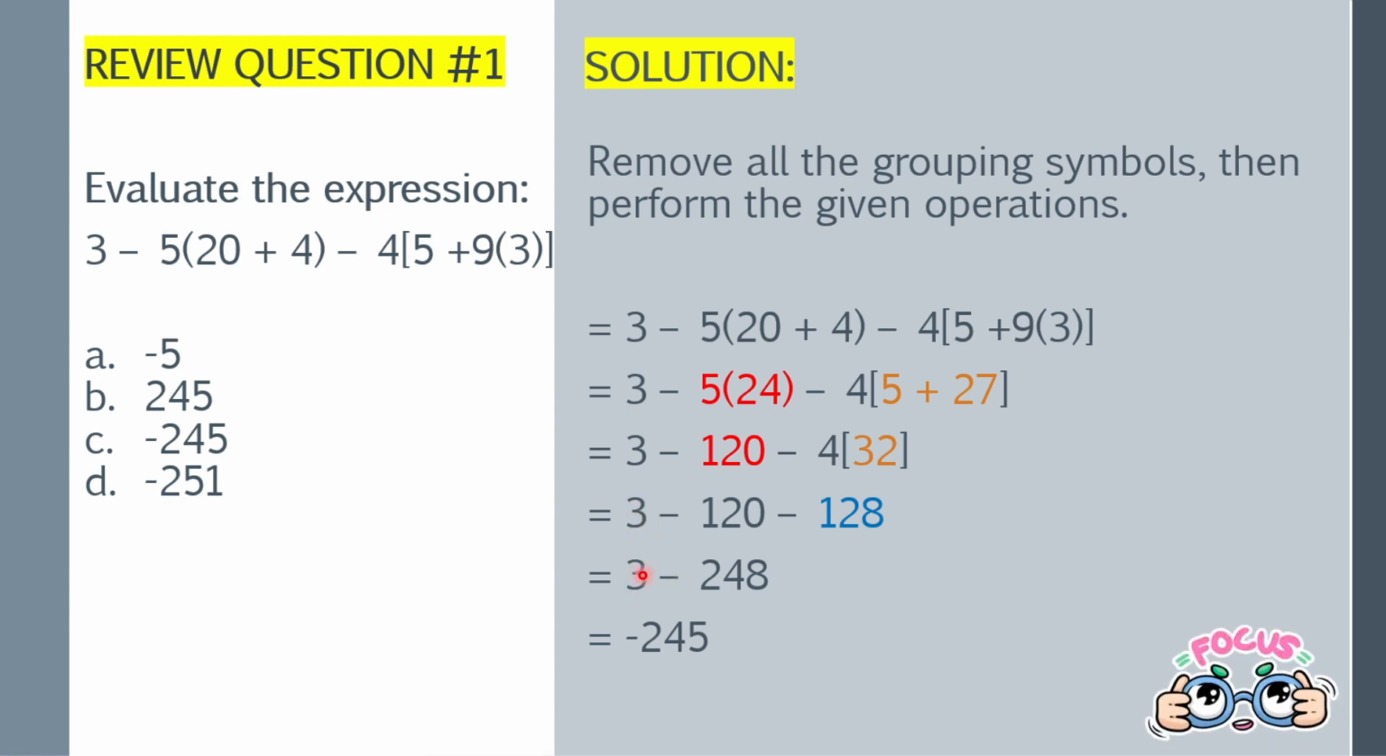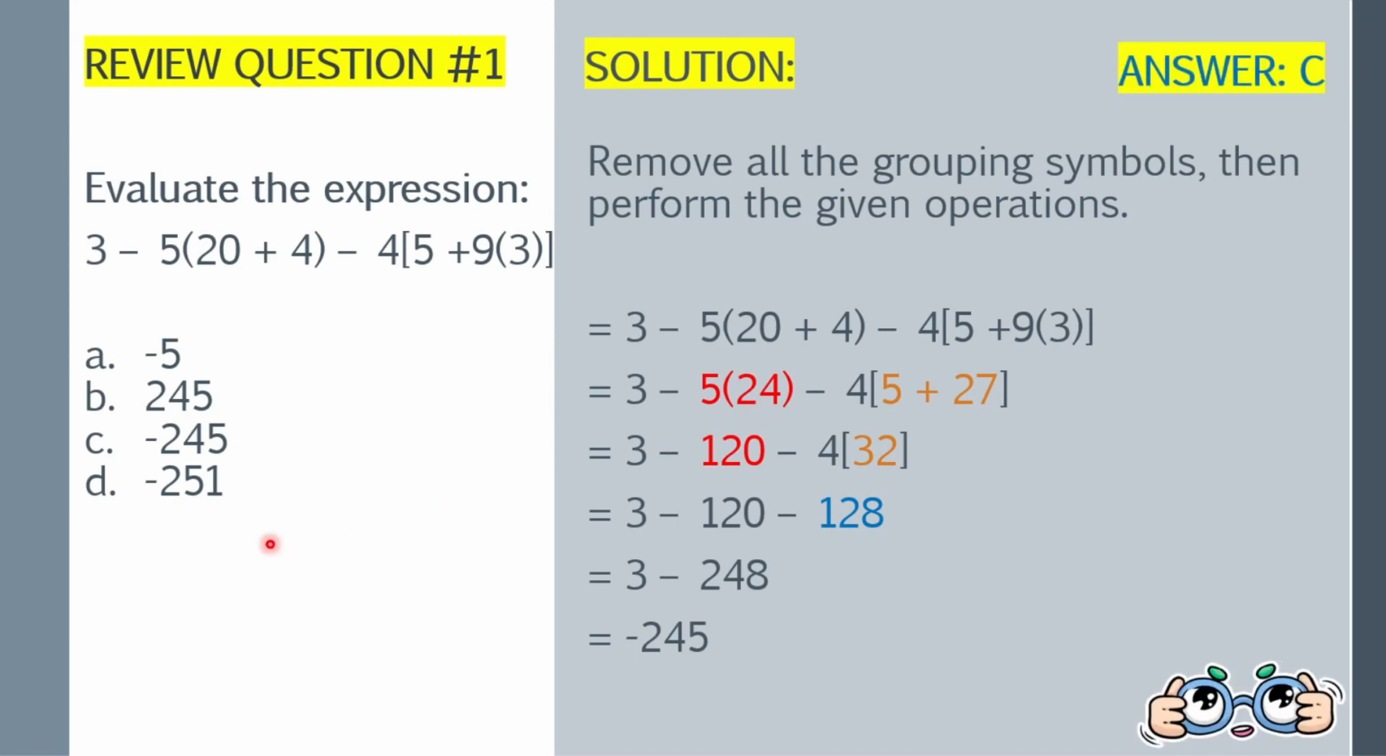Then that's the time it will become the operation between the remaining term, which is 3. Okay, did you get that? So 3 minus 248 will give us negative 245. So we notice that the minus sign becomes negative when you disregard other terms. Likewise, the plus sign becomes a positive sign when you disregard other terms. Therefore, the answer here is letter C.